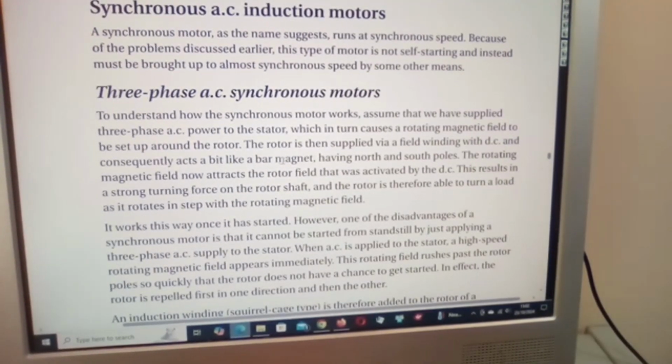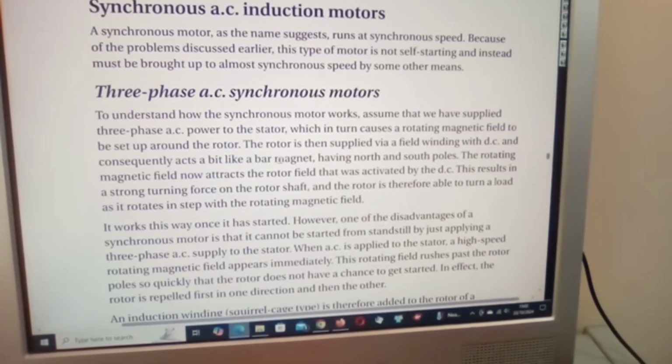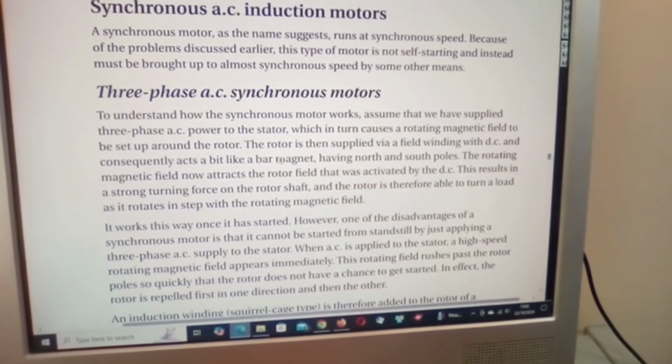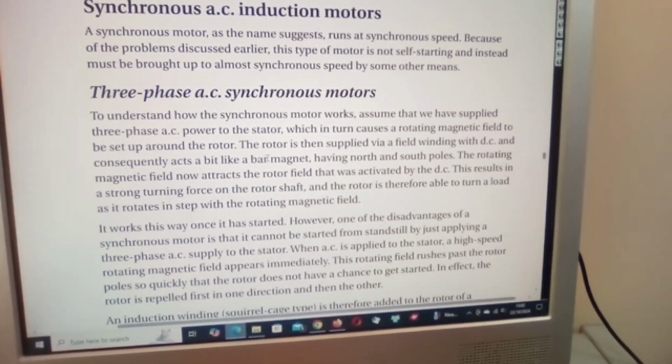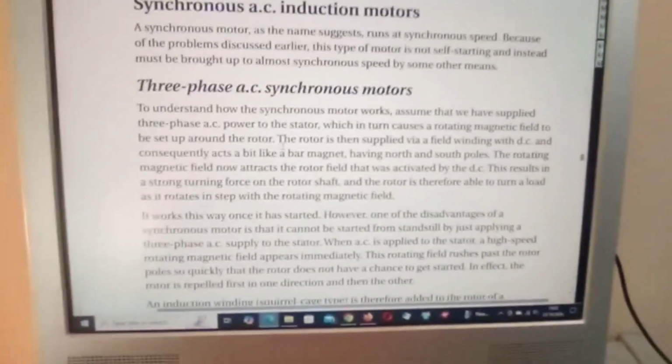Now, synchronous AC induction motors. A synchronous motor, as the name suggests, runs at synchronous speed. Because of the problems discussed earlier, this type of motor is not self-starting and instead must be brought up to almost synchronous speed by some other means.